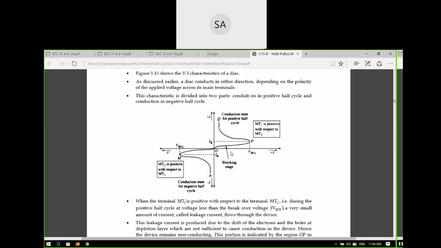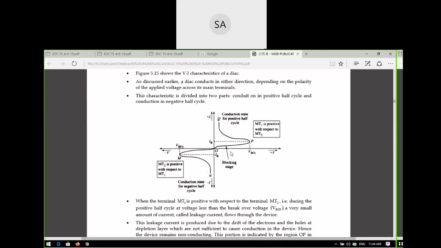But in this case there is no gate terminal, so you can turn it on only by switching over at greater than the breakover voltage. The anode to cathode voltage, or MT1 to MT2 or MT2 to MT1 voltage, you should increase beyond the breakover voltage, then only the DIAC will turn on.